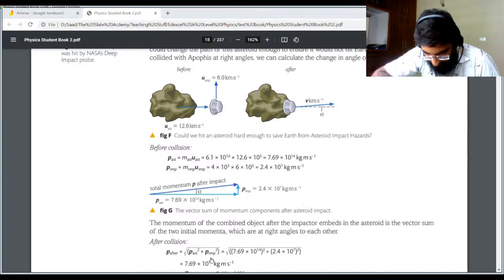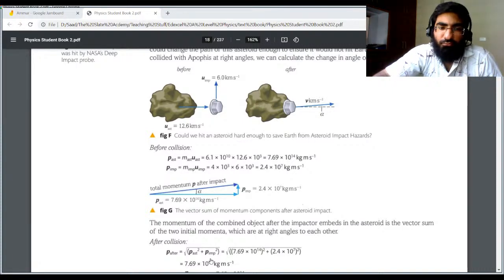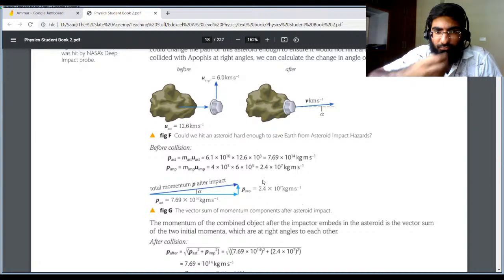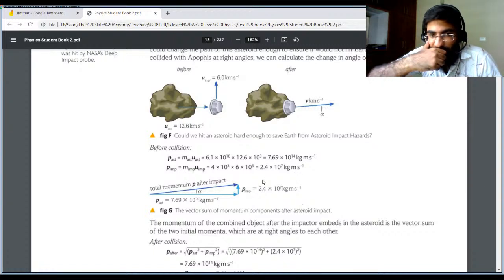Sir, so here the asteroid is only moving one direction, and the impactor is also moving only one direction. Now you have to calculate how to change direction, by how much you have to give a momentum at what angle.